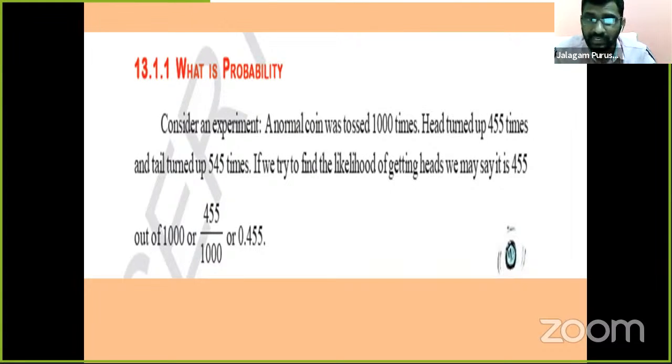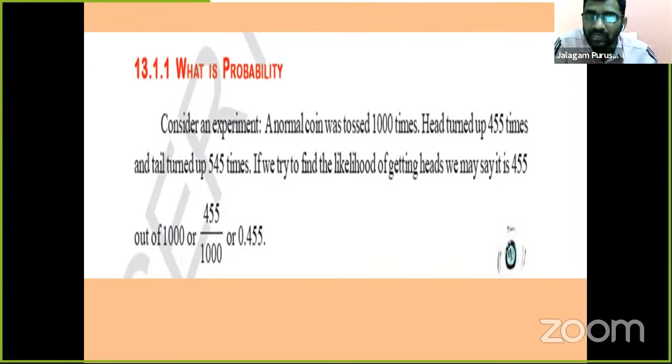Another one. If we roll the die, a die is nothing but a cube. If we roll the die, how many outcomes are there? How many surfaces? 6 surfaces. So 6 outcomes are there. If we roll the die, the results we call outcomes.